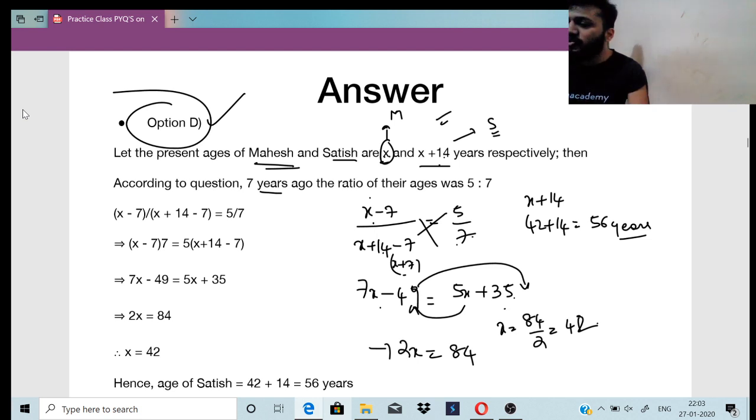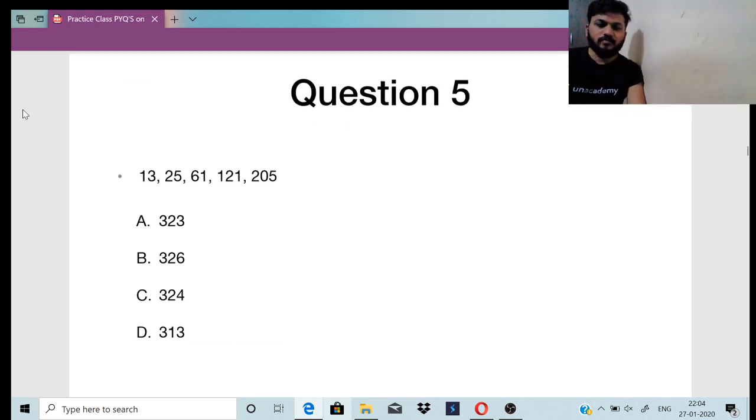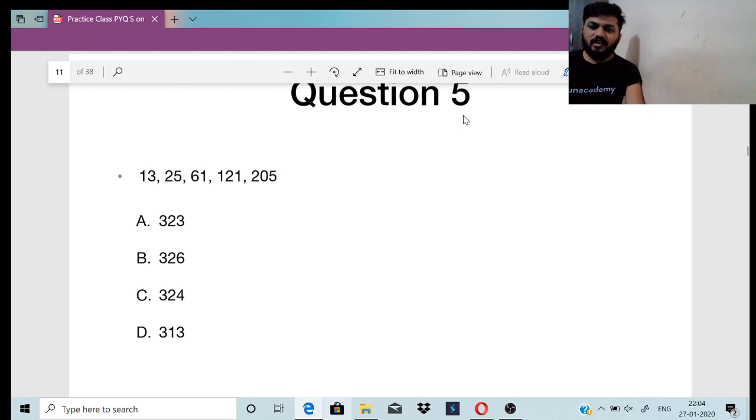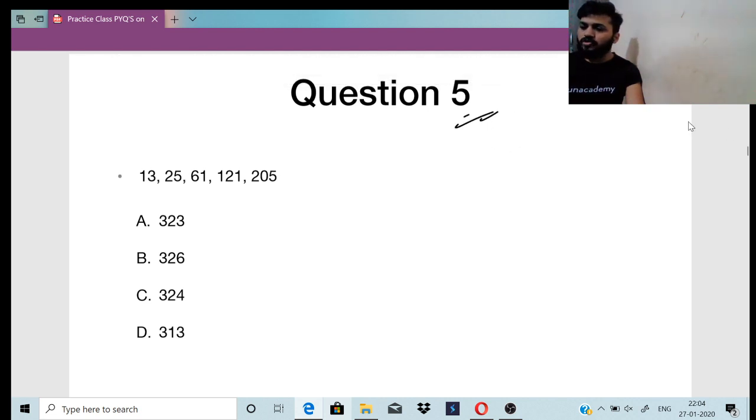Shall we move on to the next question? Right. Chalo. Question fifth one, an easy one. Most of you answer this question. 13, 25, 61, 121, 205. What is the next number in the series? Tell me.